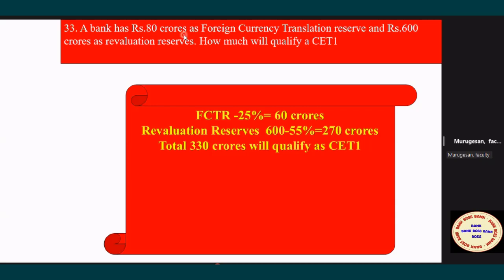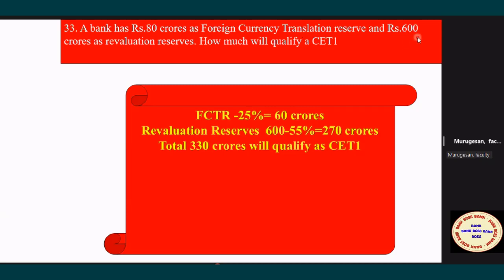So the FCTR, as you have just understood, you are now applying in the numerical. FCTR minus 25%: 80 crores minus 25%, 60 crores will be recognized as CET1, because of the discount. It will be there in the balance sheet, but for the purpose of calculating CET, only 60 crores will be recognized because of the discount.